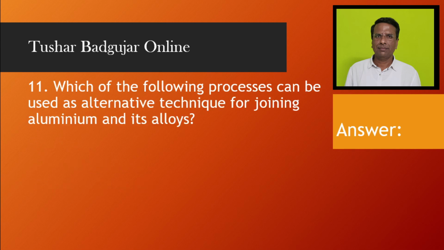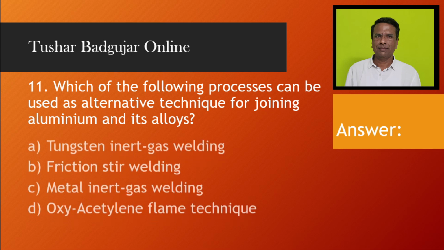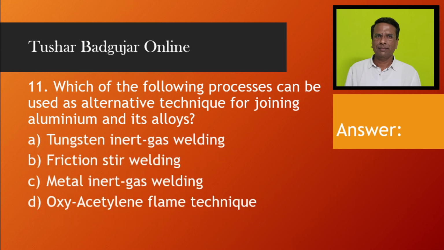Which of the following processes can be used as alternative technique for joining aluminum and its alloys? Tungsten inert gas welding, friction stir welding, metal inert gas welding, oxyacetylene flame technique. And the answer is B. Friction stir welding.